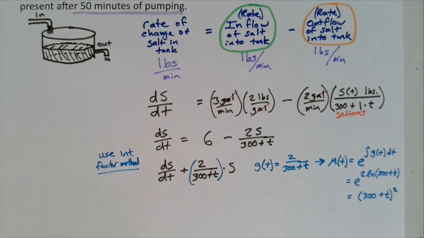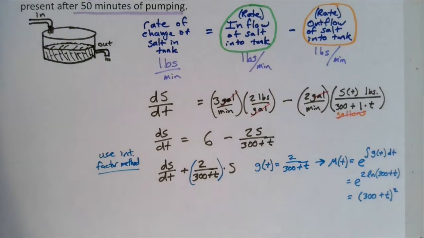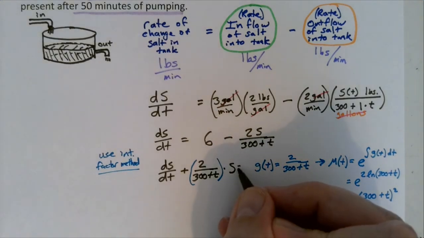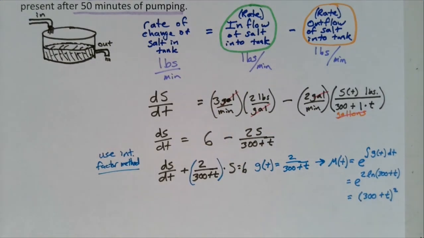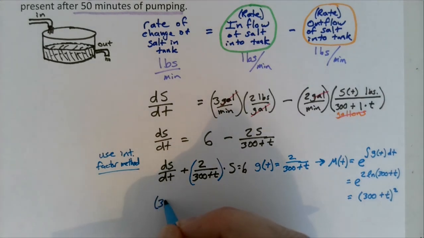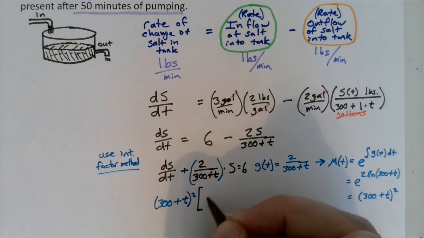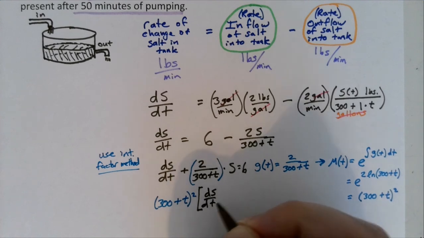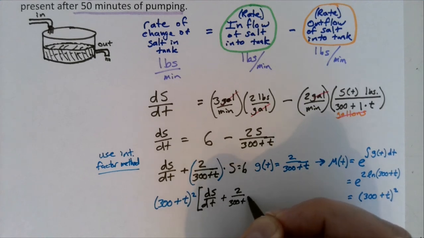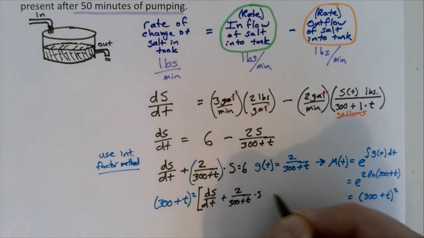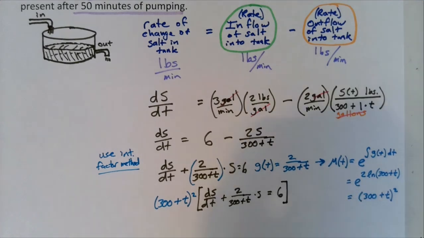That's my integrating factor. That's what I have to multiply both sides of this equation by. Right? Oh, whoops! I forgot to write the other side of the equation. All this is equal to 6. The 6 is still there. So when I multiply both sides of my equation by my integrating factor, 300 plus t quantity squared times ds/dt plus 2 over 300 plus t times s equals 6. That's my whole equation right there.